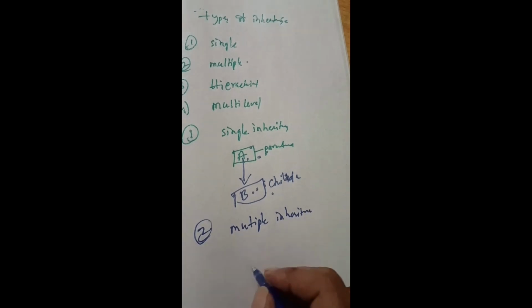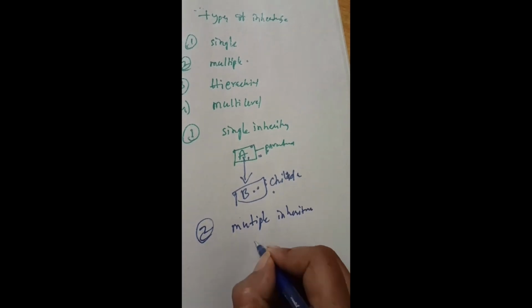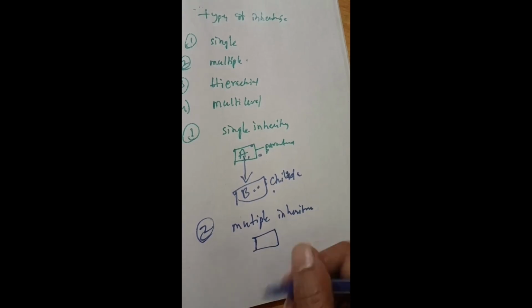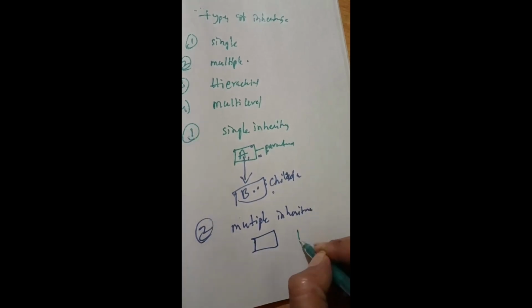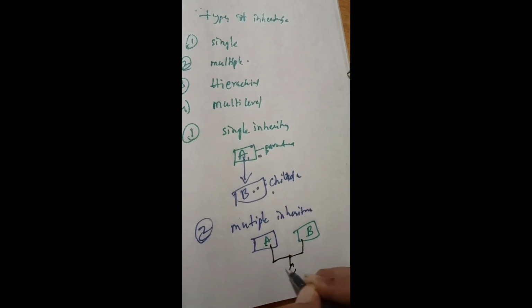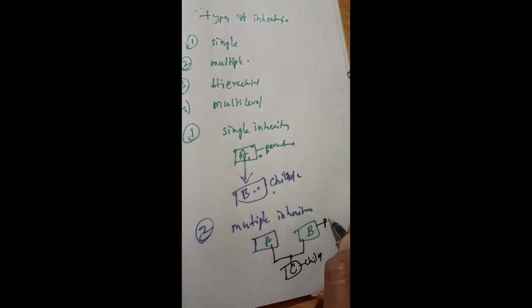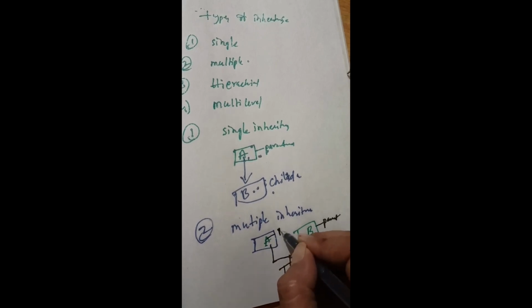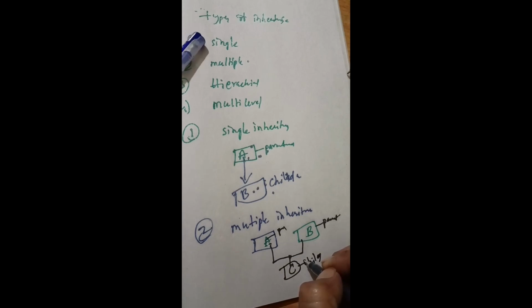Multiple inheritance means multiple parents. Suppose there is parent A and parent B. Now we create a new child C. This is called the child, and these are called the parents: two parents, one child. This is called multiple inheritance. Multiple inheritance is not supported in Java.